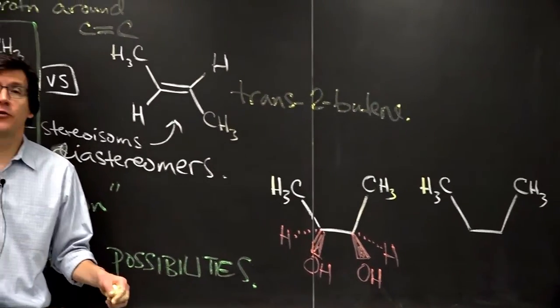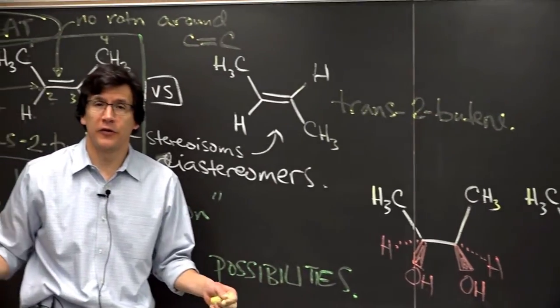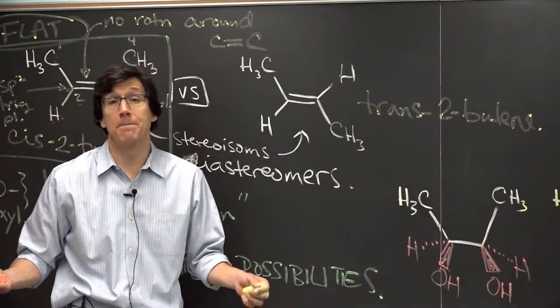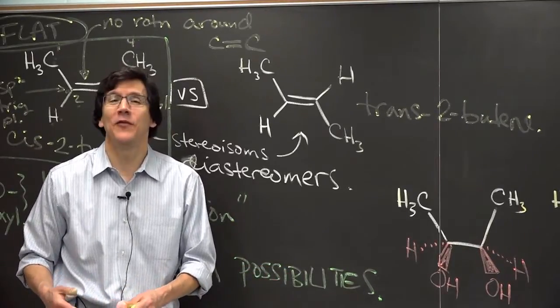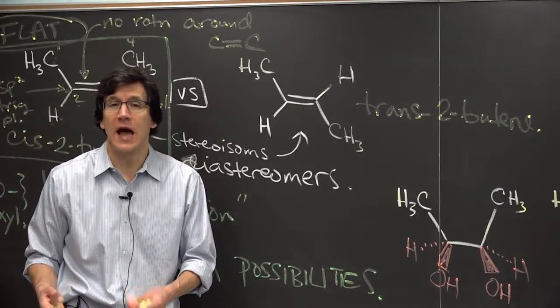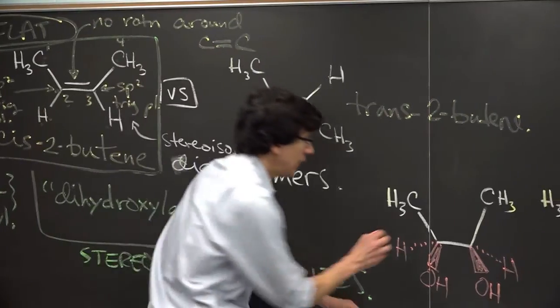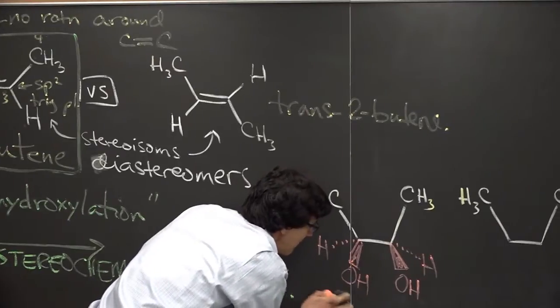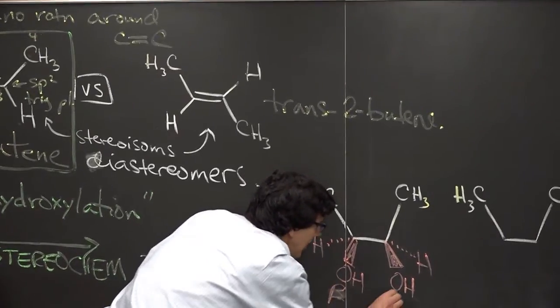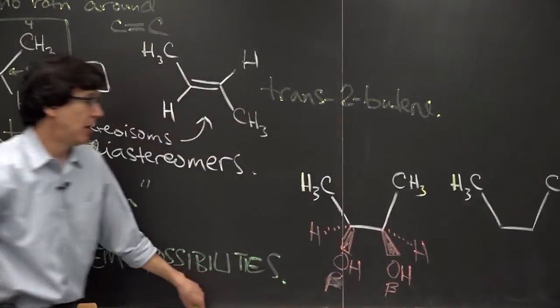In chemistry, the top face, sort of for historical reasons, is sometimes called the beta face. Top equals beta, more or less. And the bottom face is often referred to as the alpha face. So I'm just going to label this as alpha OH, beta OH, and a second beta OH.